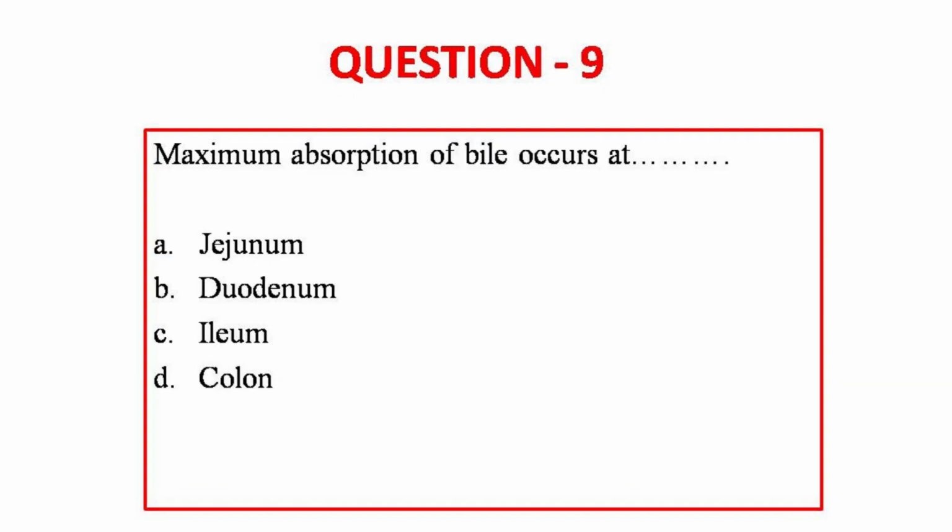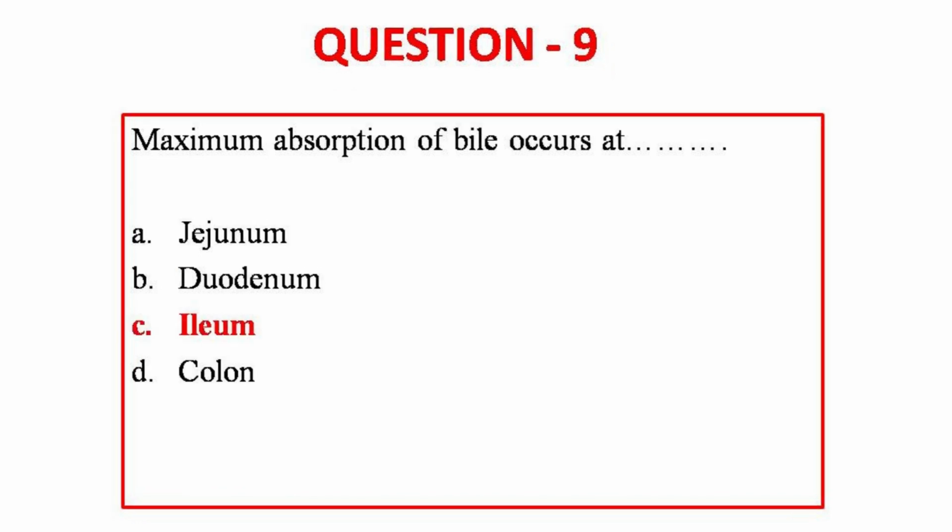Moving on to question number 9. Maximum absorption of bile occurs at jejunum, duodenum, ileum, colon. The answer to this question is option C, ileum.